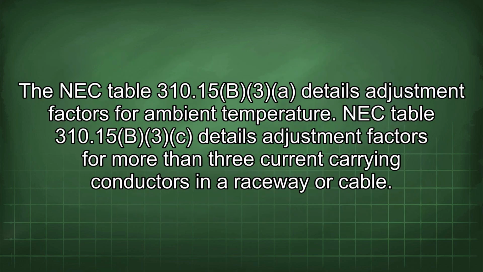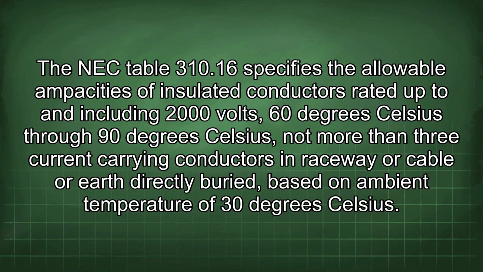The NEC Table 310.15(B)(3) details adjustment factors for ambient temperature. NEC Table 310.15(B)(3) details adjustment factors for more than 3 current-carrying conductors in a raceway or cable. The NEC Table 310.16 specifies the allowable ampacities of insulated conductors rated up to and including 2000 volts, 60 degrees Celsius through 90 degrees Celsius, not more than 3 current-carrying conductors in raceway or cable or earth directly buried, based on ambient temperature of 30 degrees Celsius.